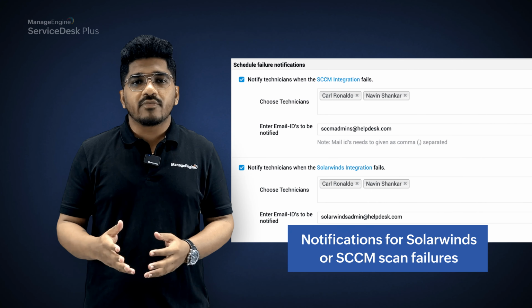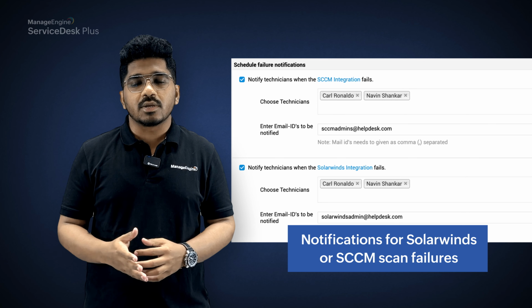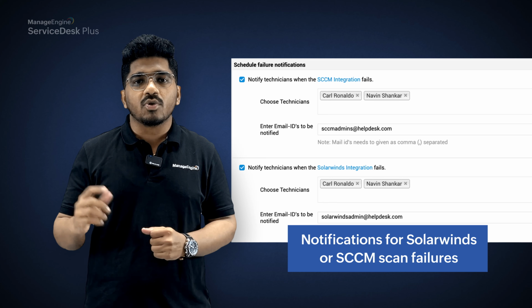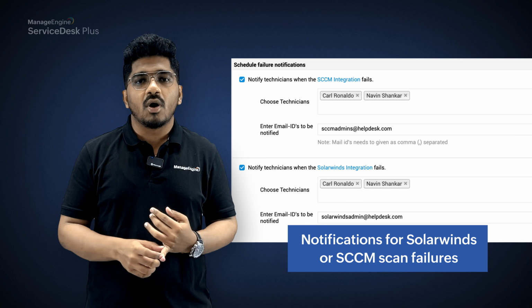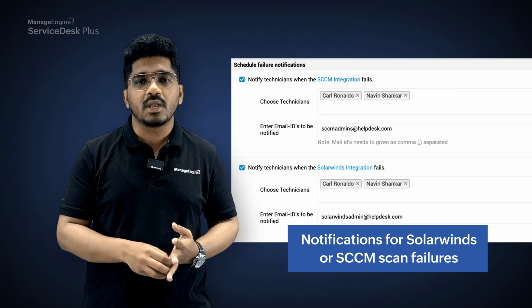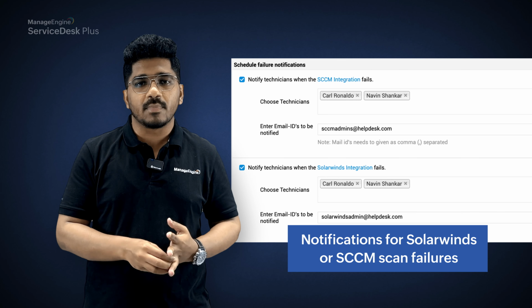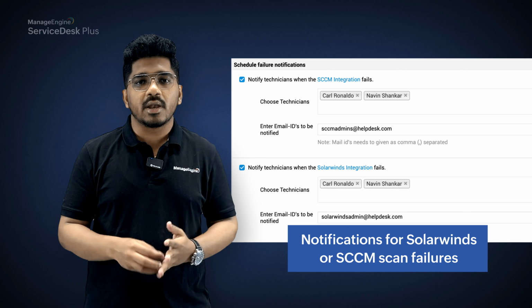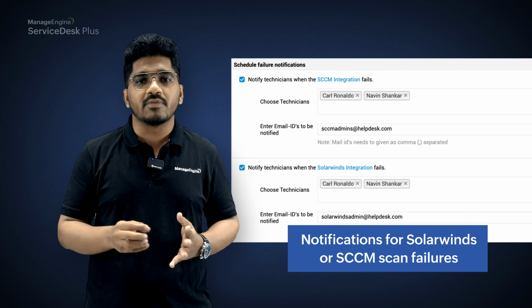The next one is notifications for SolarWinds or SCCM synchronization failure. Currently, we have an option that can be enabled to notify the asset managers or any other external email addresses when there is an integration failure between SolarWinds or with SCCM. This way, any issues related to the integration can be quickly addressed and resolved rather than leaving it unnoticed.